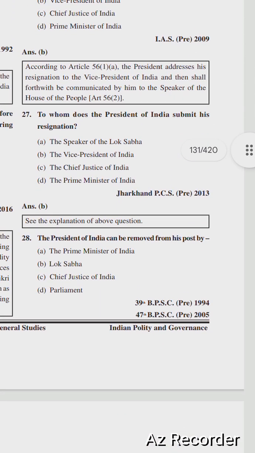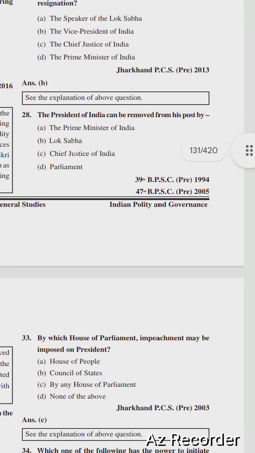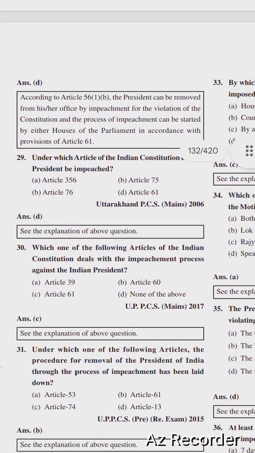So next question is, to whom does the President of India submit his resignation? The Speaker of the Lok Sabha, the Vice President of India, the Chief Justice of India, the Prime Minister of India. Right option is option number B, the Vice President of India. So next question is, the President of India can be removed from his post by the Prime Minister of India, Lok Sabha, Chief Justice of India, Parliament. Right option is option number D, Parliament.